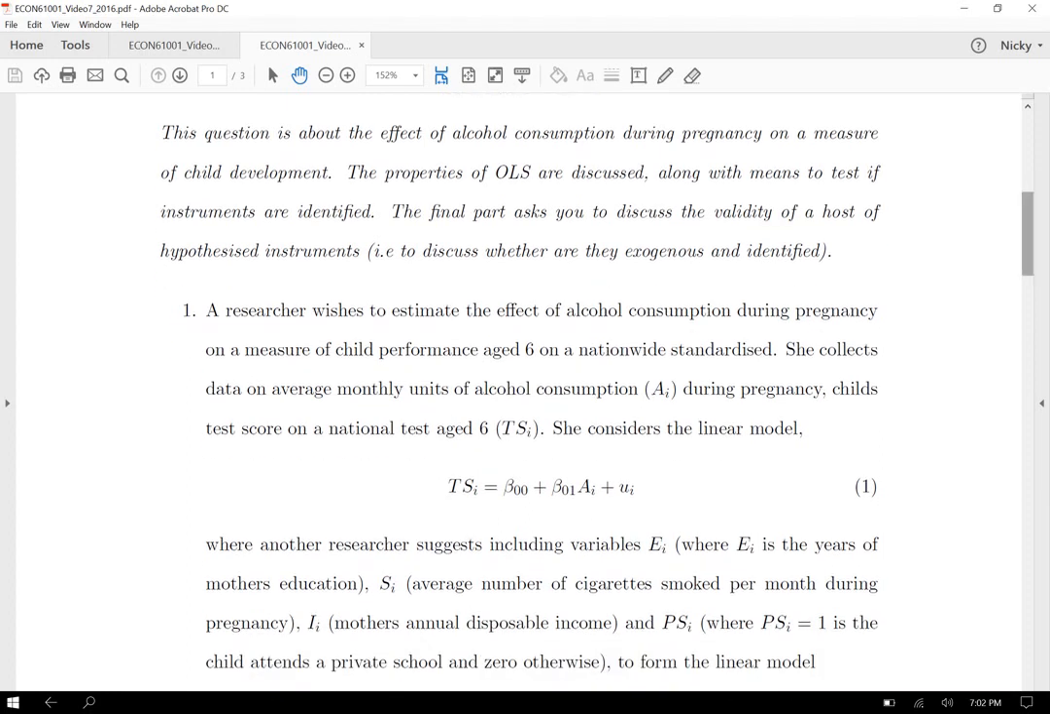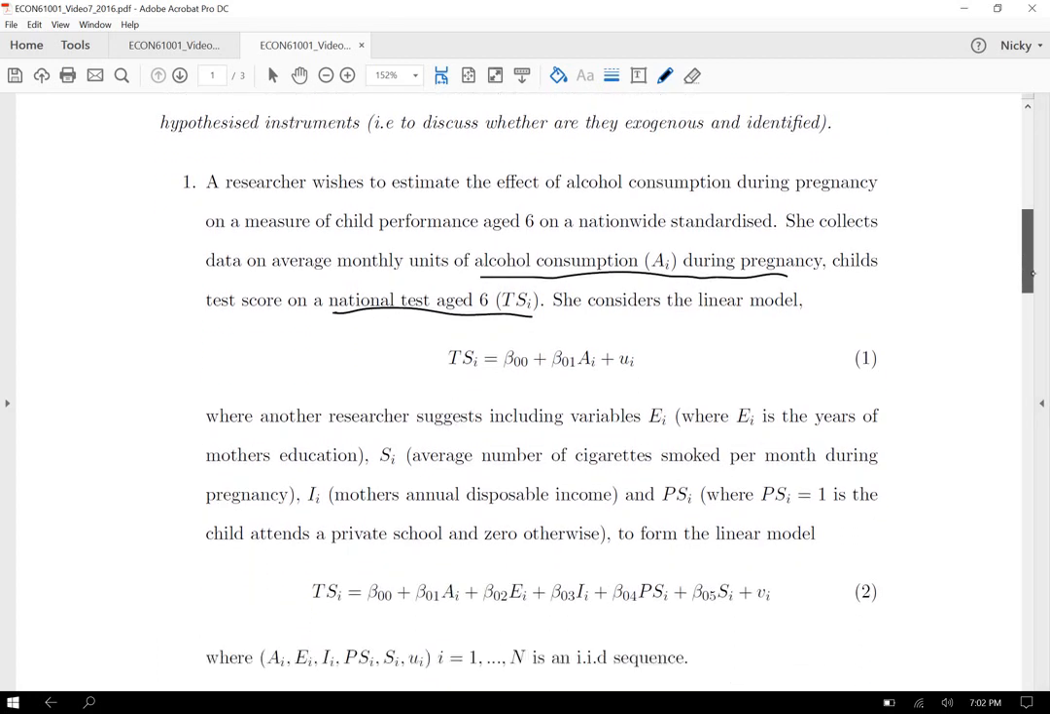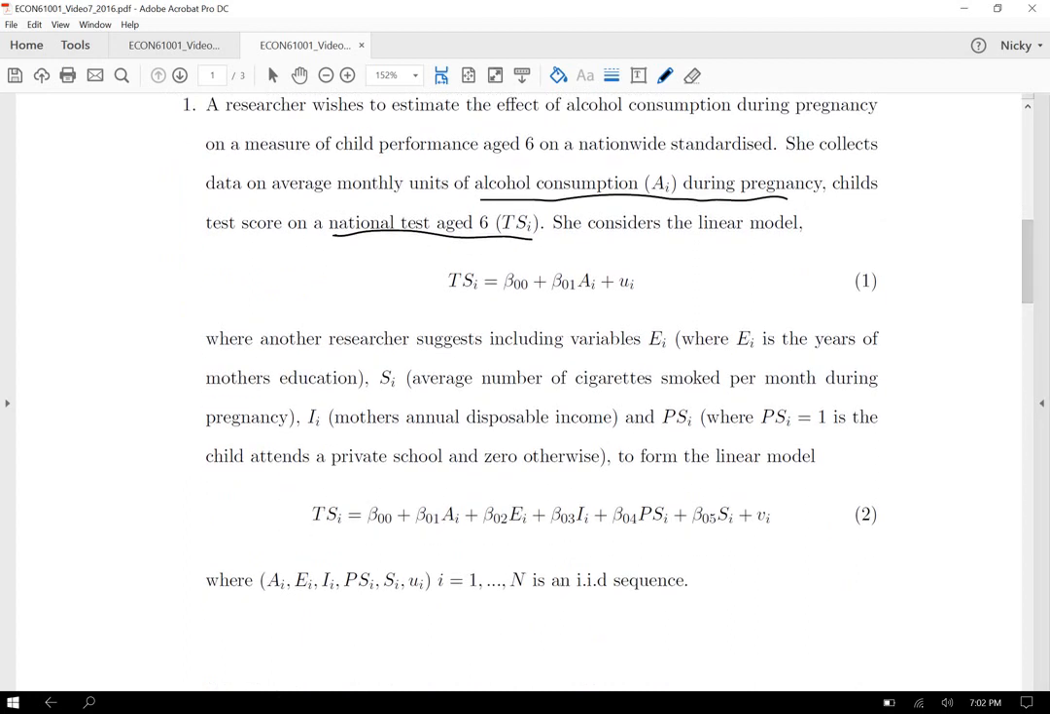So we've got some data. She collects data on alcohol consumption during pregnancy, A_i. So this would be units per week of alcohol consumed during pregnancy, and then afterwards, on a follow-up, would collect the test scores of a child aged 6, which would be some measure of their performance at some test. Then she runs 2 different regressions. So regression 1 is just a simple univariate regression, which regresses test scores on alcohol consumption.